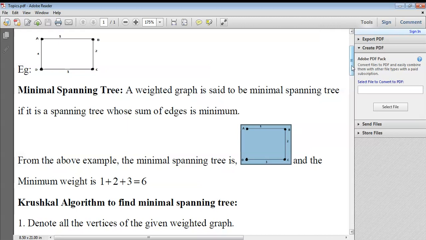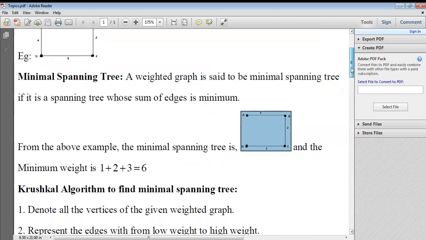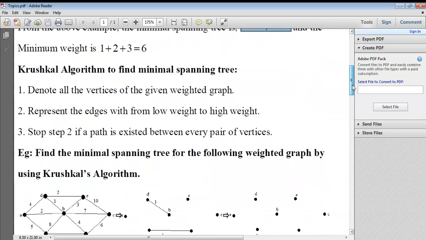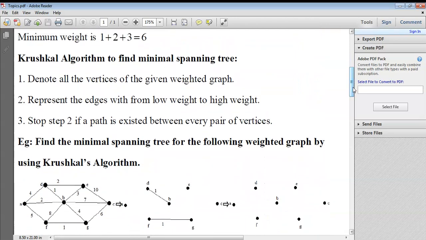Okay, now let us see the Kruskal algorithm in order to find the minimal spanning tree for a given graph. How to find a minimal spanning tree for the given weighted graph using the Kruskal algorithm? Let us see the steps involved. You will be given a weighted graph where each edge is assigned some weight, and you need to find the minimal spanning tree for it.